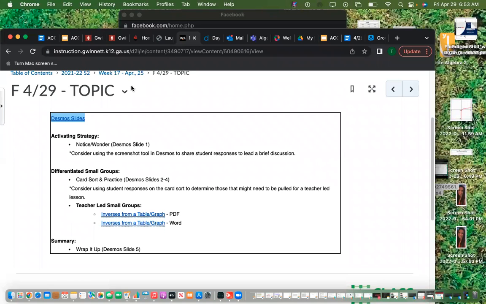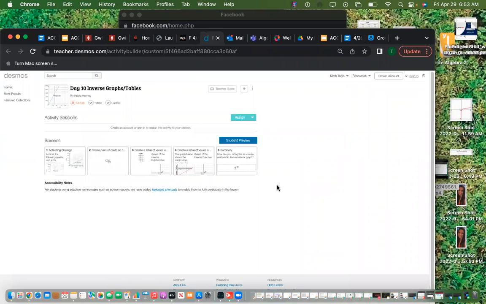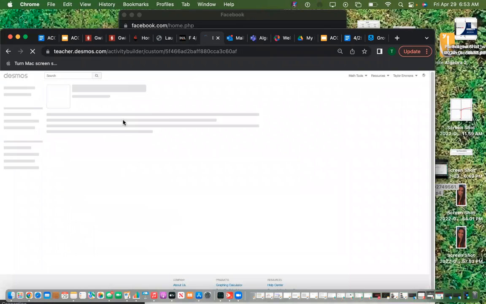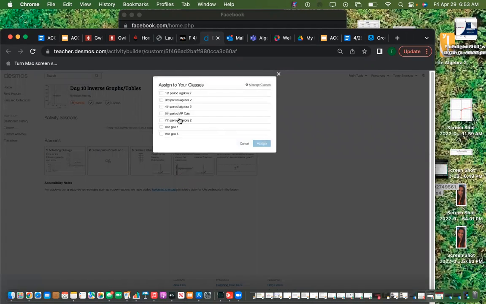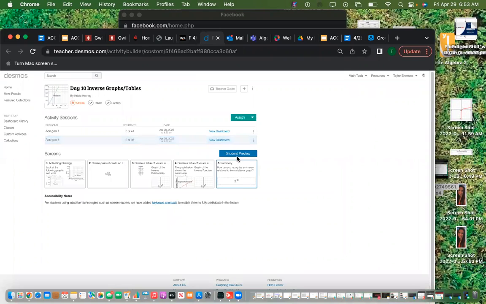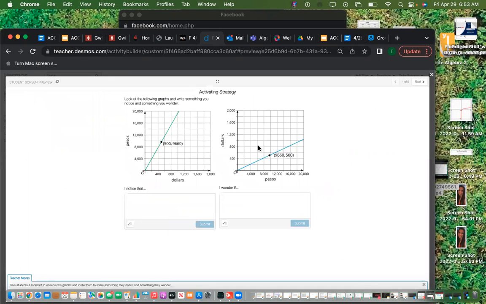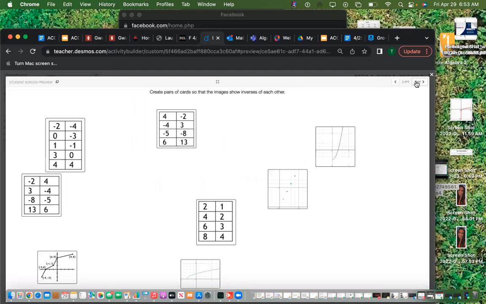All right. So today what y'all are going to do is you're going to open up Desmos if I'm signed in. So you're going to open up Desmos and make sure that you go to student.desmos. Don't just click on the link. Okay, so go to student.desmos and you're going to look at the following graphs and notice and wonder something and write it down here. Okay. Create pairs of cards that show images of inverses of each other.